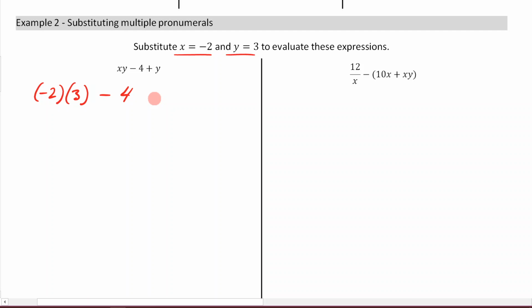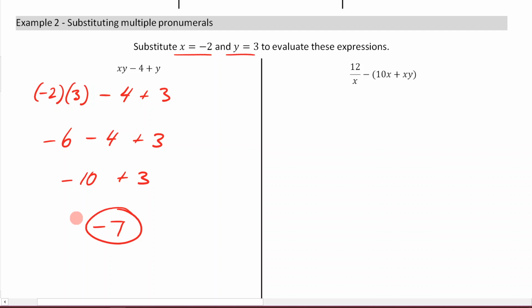Minus 4 plus, now y is 3. Negative 2 times negative 3 is going to be negative 6, minus 4 plus 3. Negative 6 minus 4 is going to be negative 10, plus 3 is going to be negative 7, and that's going to be my answer there.